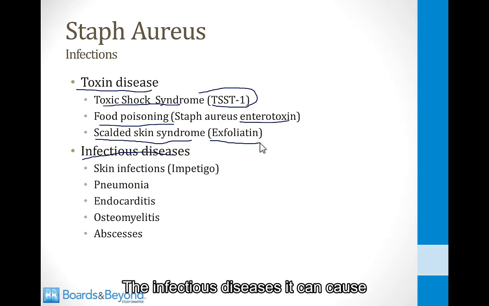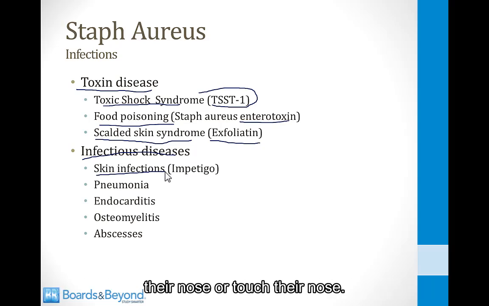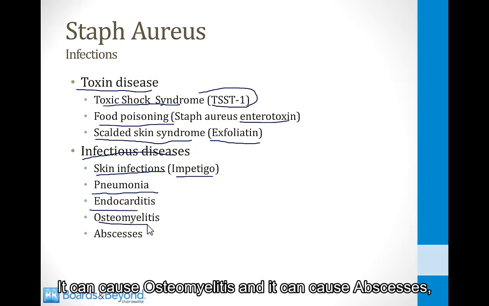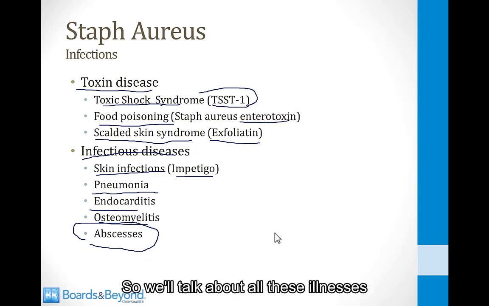The infectious diseases it can cause include a lot of skin infections. So remember, it's present in your nose, but it often gets on the skin because a lot of people pick their nose or touch their nose. And when it gets on the skin, it can cause impetigo and cellulitis. It's a rare cause of pneumonia. It can also cause endocarditis. It can cause osteomyelitis, and it can cause abscesses, especially in the tonsils and on the skin. So we'll talk about all these illnesses in the next few slides.